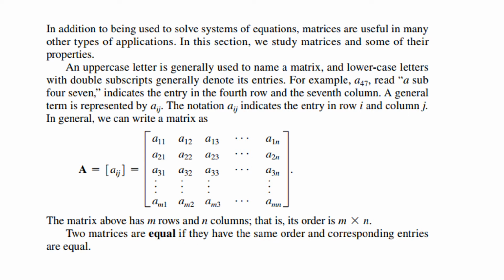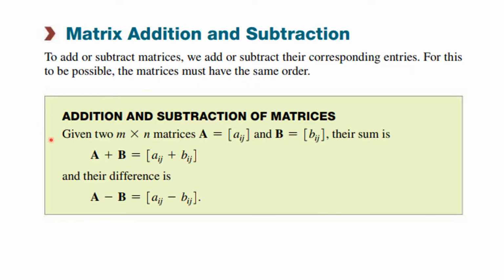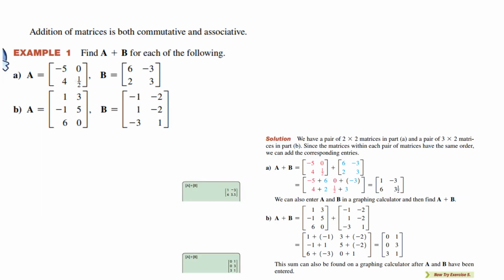Two matrices are equal if they have the same order, and every corresponding entry is equal. We add or subtract matrices by doing it term by term. And again, you have to have matrices of the same dimension in order to add them. Here's an example. Both of these have the same dimension, so we can add them and get an answer that is the same dimension as the two things that you were adding. You can do this on your calculator also.